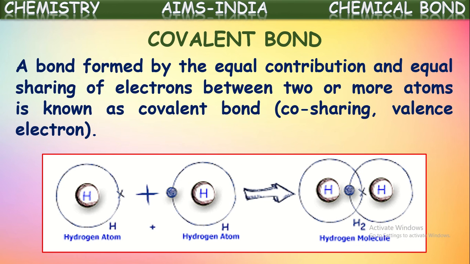So here, suppose two hydrogen atoms share electrons mutually, each contributing one electron, and they are sharing these two electrons mutually. By that, both the atoms attain the nearest noble gas configuration, that is duplet configuration. Between these two, because of this sharing, a certain force of attraction occurs, that is called covalent bond.